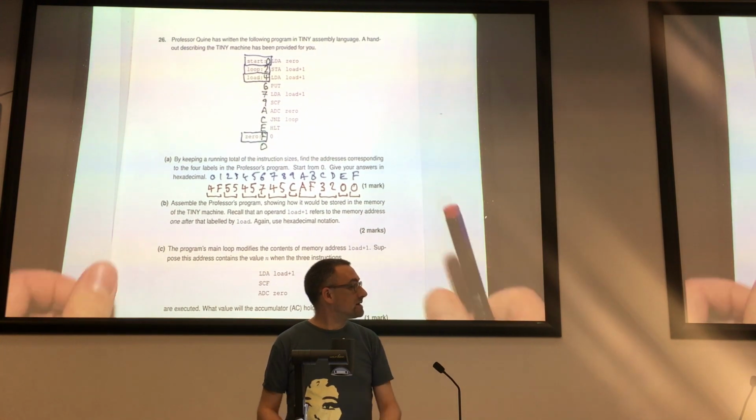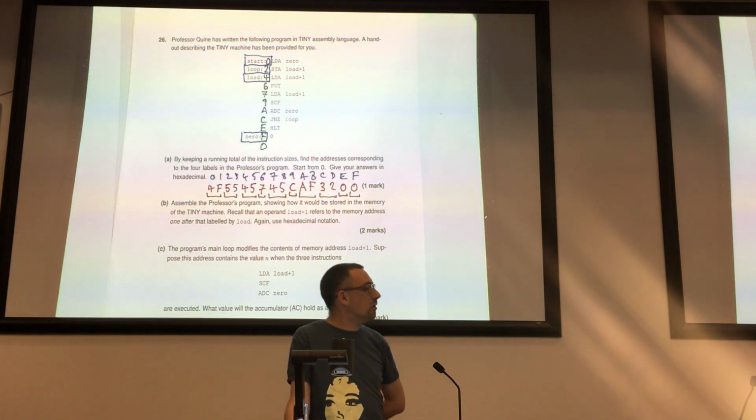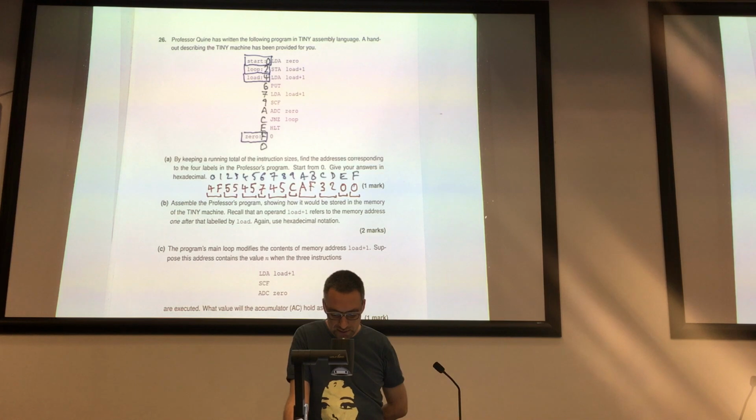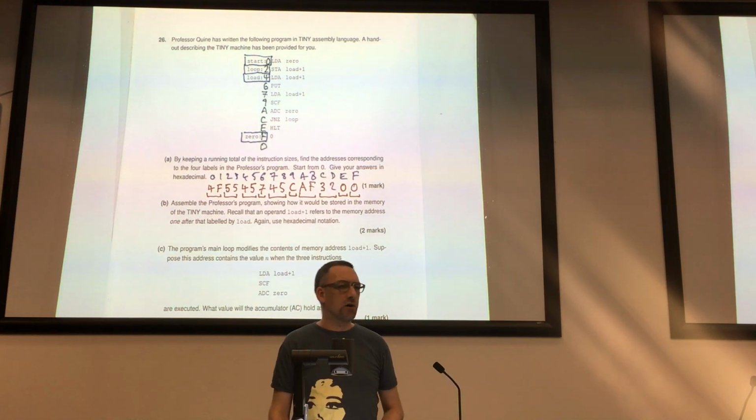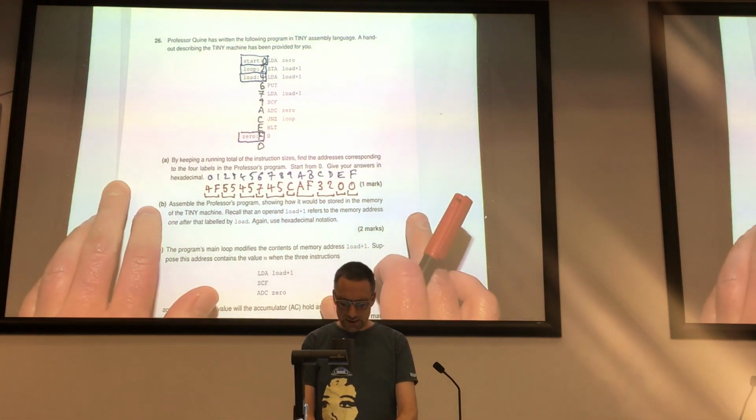Right, so part C says the program's main loop modifies the contents of memory address load +1. So actually it mentions a main loop. Hang on, what's that about?